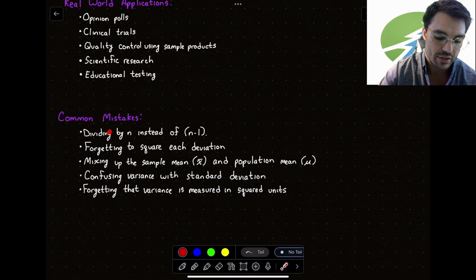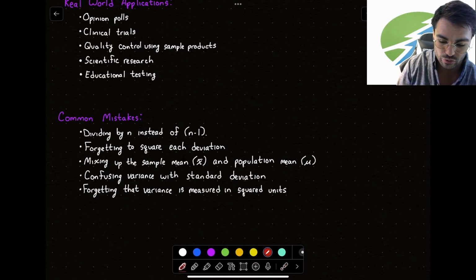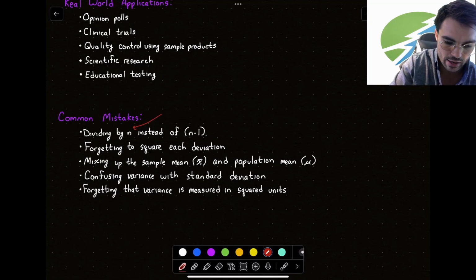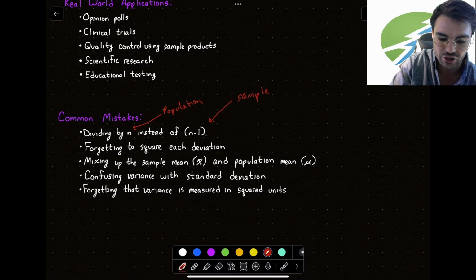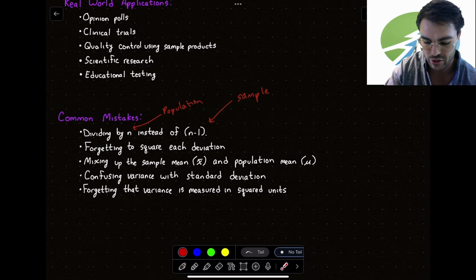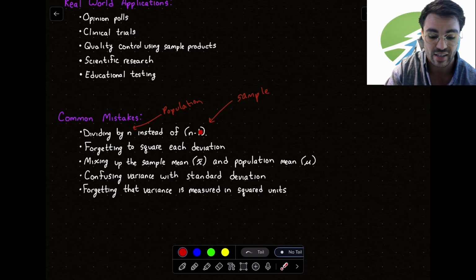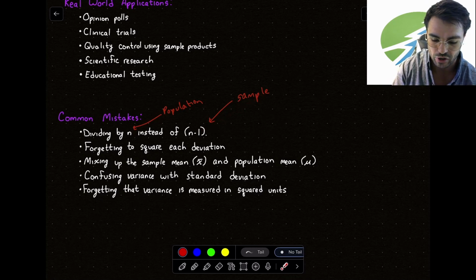Common mistakes: dividing by n instead of n-1. Remember, we use, let's do that the other way, N is for population. N-1 is for sample. And we didn't get to standard deviation yet, but spoilers, there is going to be population versus sample standard deviation, and it's going to be the same thing. The population is divided by n, the sample by n-1. So just try to keep that in mind.